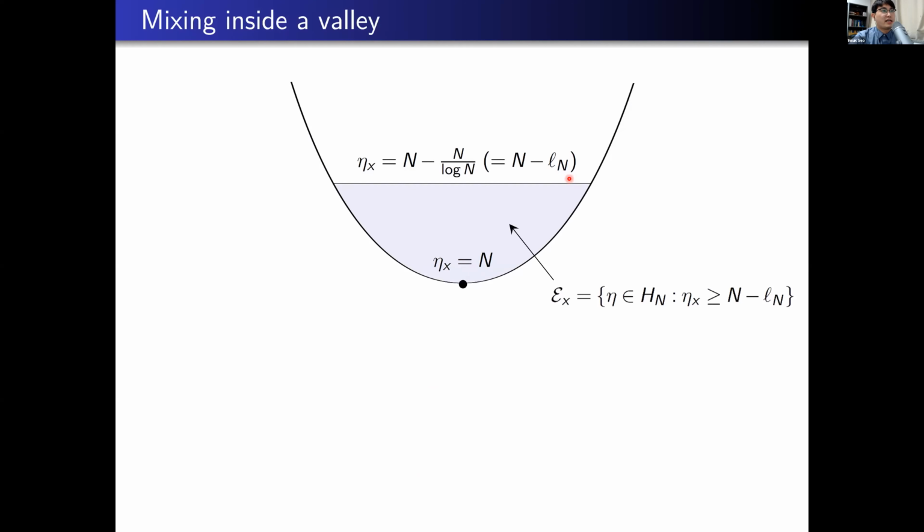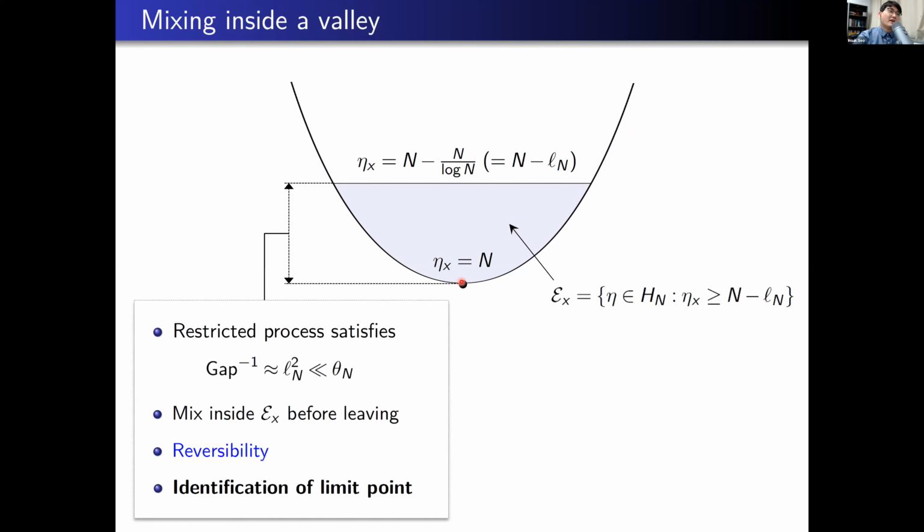So this is a visualization of the metastable set EX. In this set, what we prove is the following. You restrict your zero-range process on this set by excluding jumps to the outside. Then you obtain a zero-range process only on this set, right? Then you compute the spectral gap for this zero-range process. Then you can show that the inverse of the spectral gap is of order ln squared, which, since ln is n divided by log n, is much smaller than theta n, which is n squared times log n.